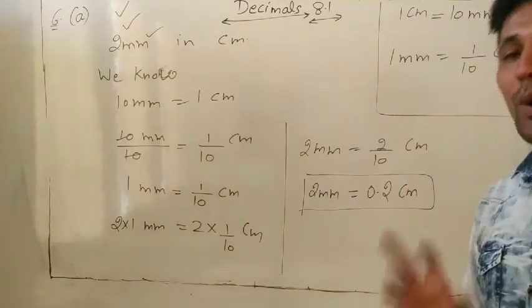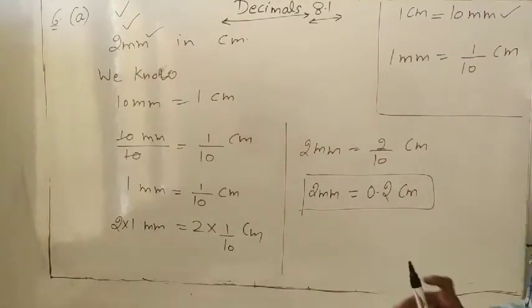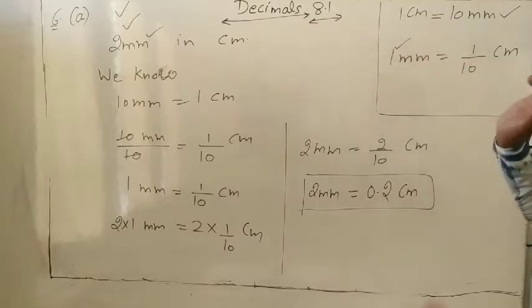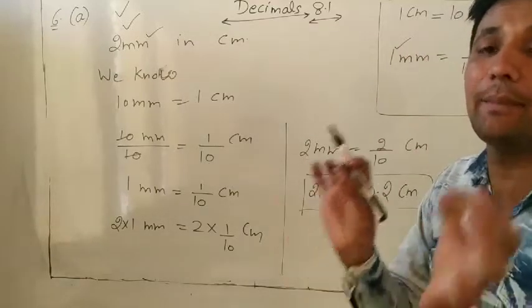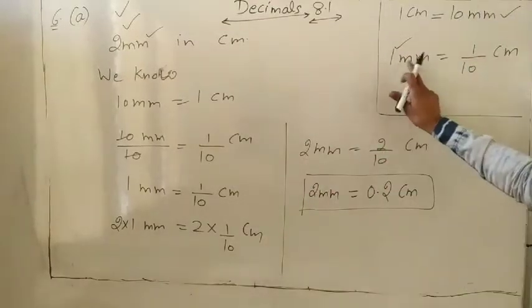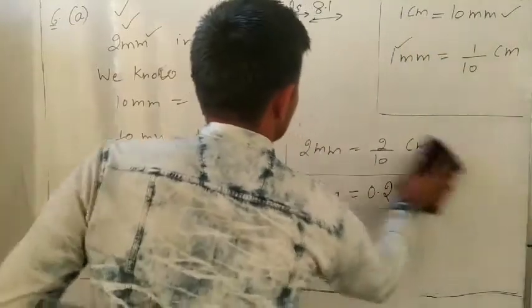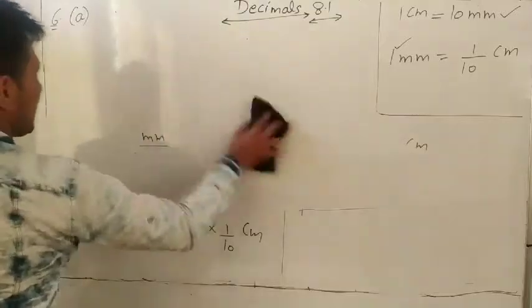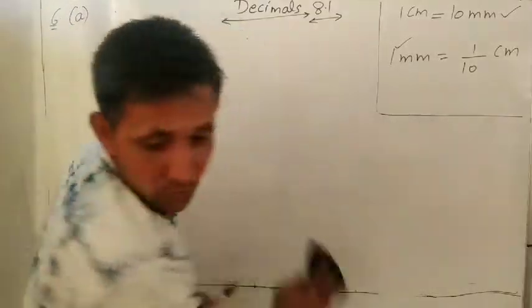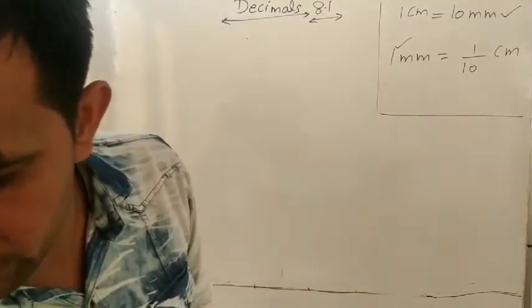Always one thing to remember, beta. First we will find how many centimeter in 1 millimeter. In 1 mm, 1 mm equal to 1 by 10. One more part. Look at, same as it is. 6. We will find question 6.